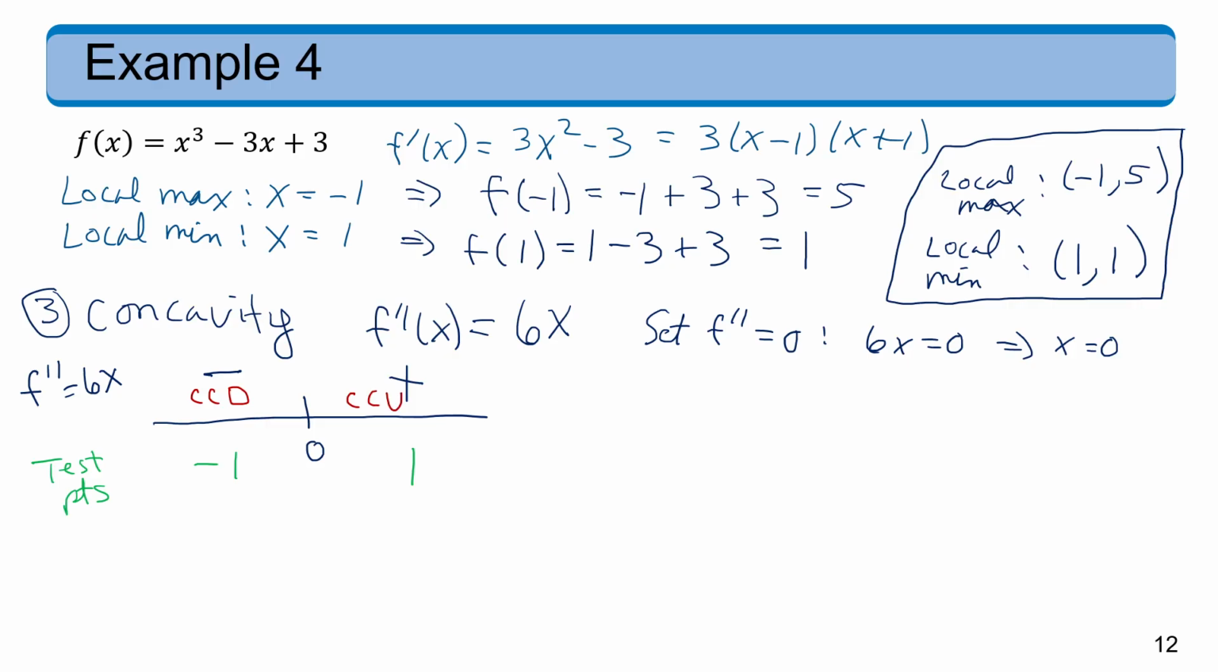So now we can discuss here what our concavity is. So actually, let me use the abbreviation. So concave up on the interval that's to the right of 0, so 0 to infinity. And then f is concave down to the left of 0, so that goes from -infinity up to 0.